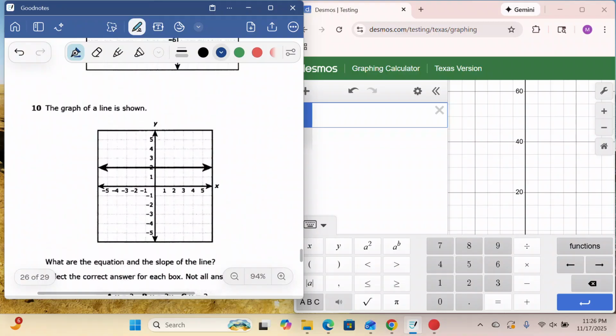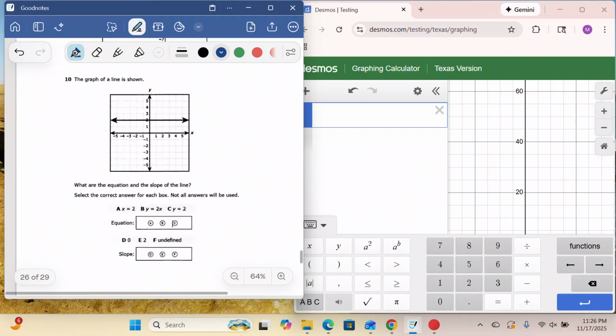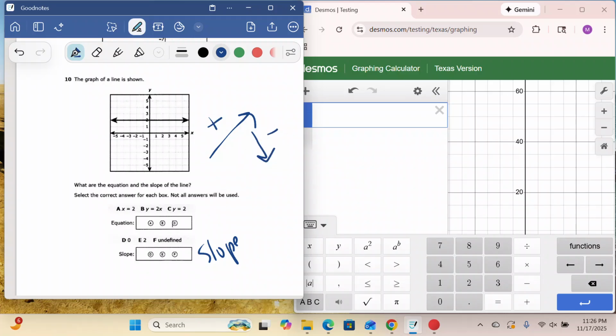This one's another one, number 10, that I want to go over. What is the equation and what is the slope? So remember that my equation, anytime that I have a straight line, it is 0. So my slope right here, anytime it goes up, it's a positive. Anytime it goes down is a negative. Anytime it goes straight across, it's a 0. And anytime it goes up and down like a vertical line test, that is an undefined slope.